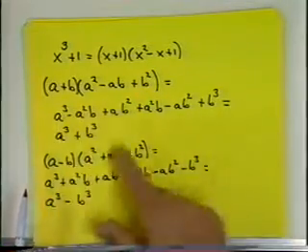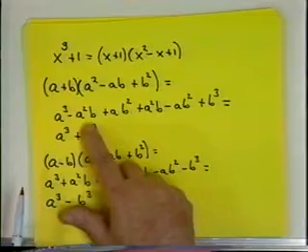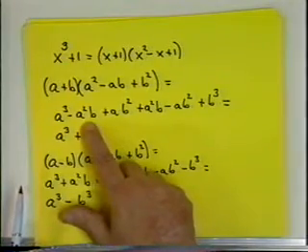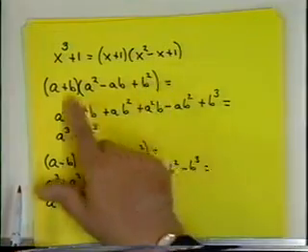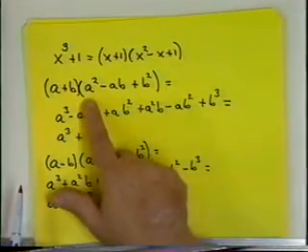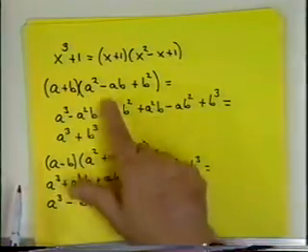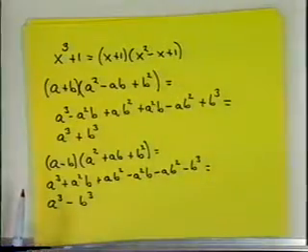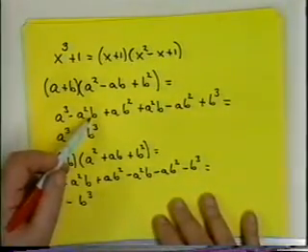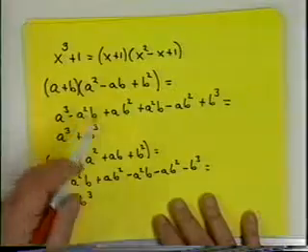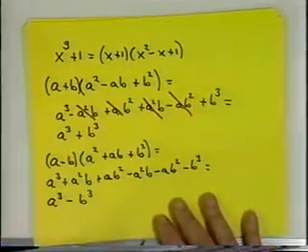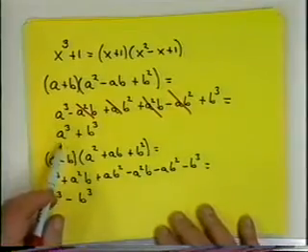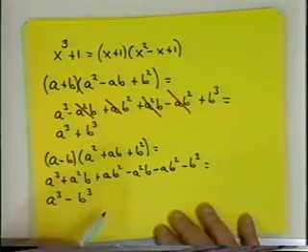Just multiply this whole thing out. This would be a to the third minus a squared b plus ab squared. I'm multiplying each of these terms by a. Now I'm going to multiply each of these terms by b. That's going to give me a squared b minus ab squared plus b to the third. Now the minus a squared b and the plus a squared b will cancel. The ab squared and the negative ab squared will cancel. And all I'm left with is a to the third plus b to the third.